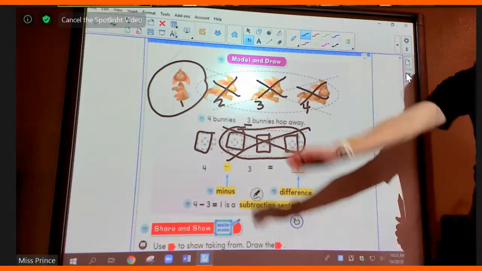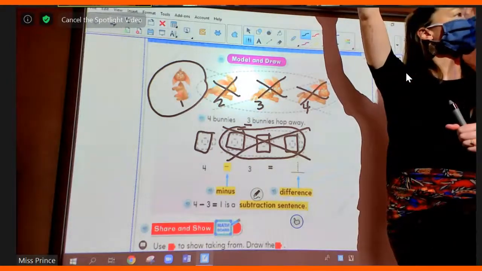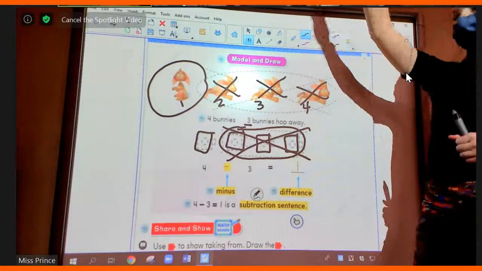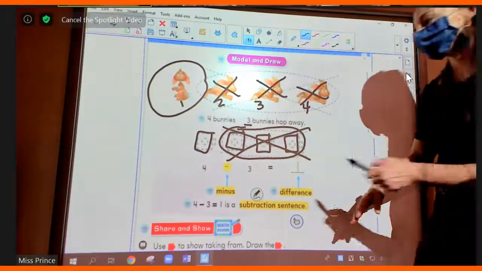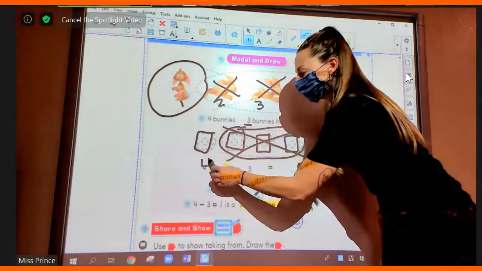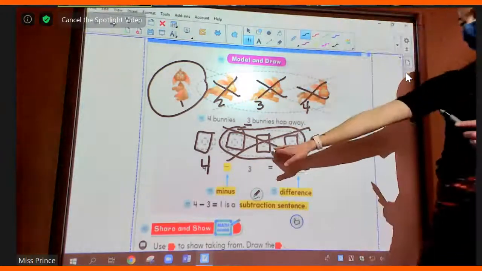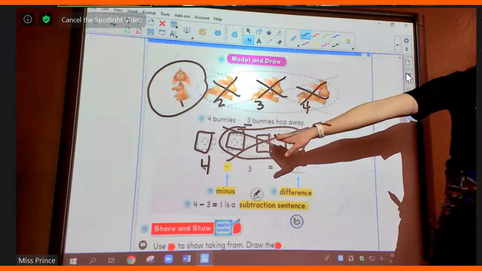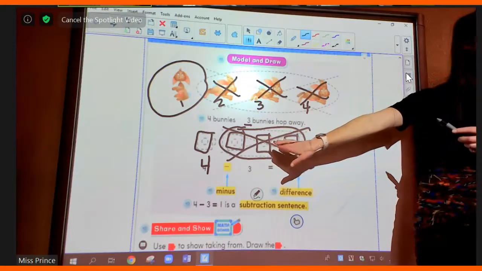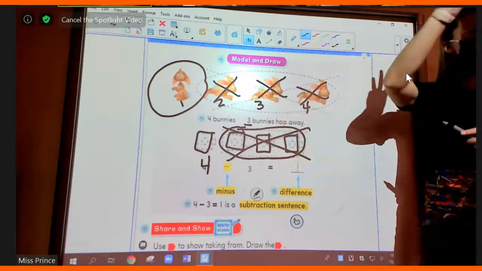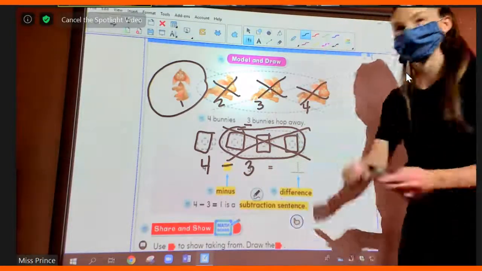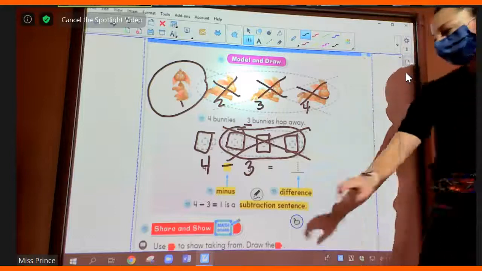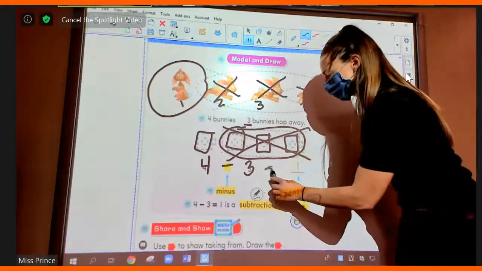And how many are we left over with? Elias, how many are we left over with? 1. So that is going to be our answer. We started with 4. We took away how many? Hold it up with your fingers. 3. We took away 3. That's what the line is, subtraction. And then we are left over with just 1.